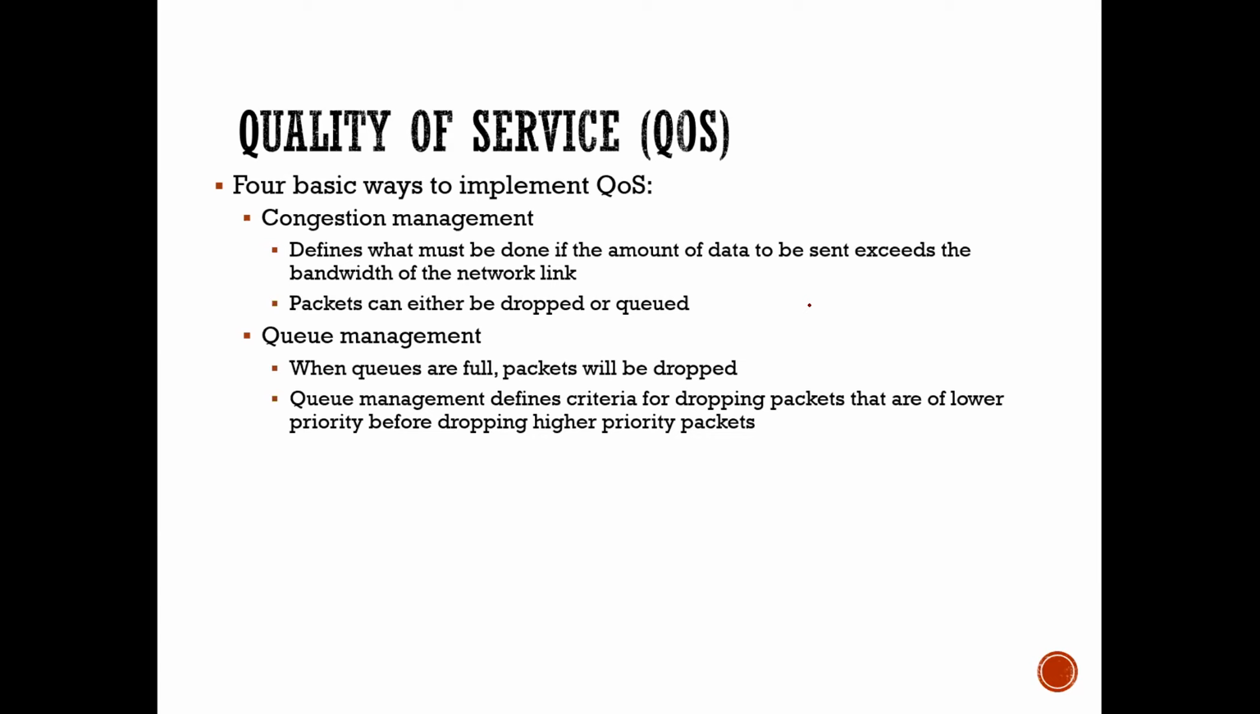There are four basic ways to implement quality of service. Congestion management defines what must be done if the amount of data sent exceeds the bandwidth of the network. Packets can either be dropped or queued. Queue management: when queues are full, packets will be dropped. Queue management defines criteria for dropping packets that are of lower priority before dropping the higher priority packets.